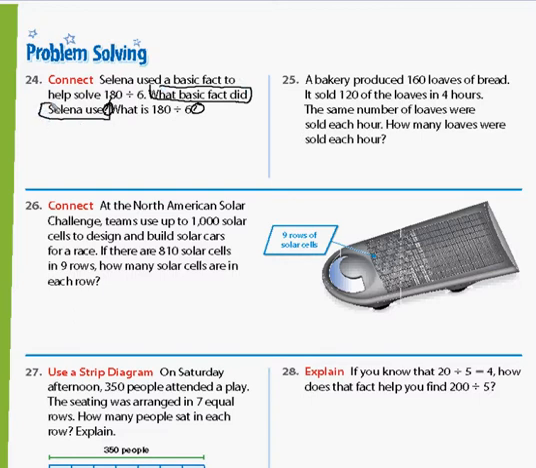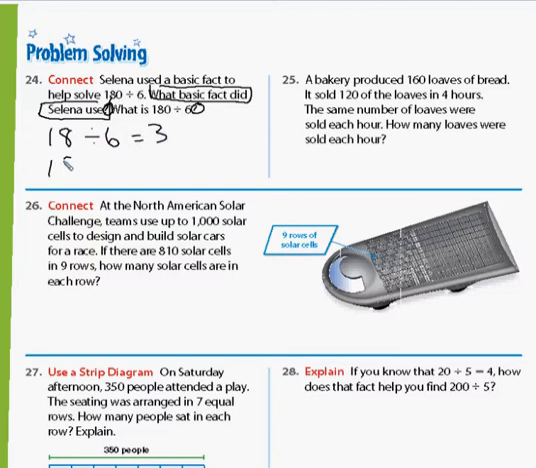is what basic fact did Selena use? Okay, we know that Selena would use 18 divided by 6 as a basic fact. And the second question is actually what is 180 divided by 6? So we know that 6 times 3 is 18, so 18 divided by 6 would equal 3.